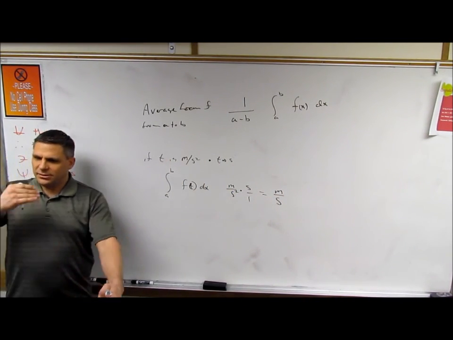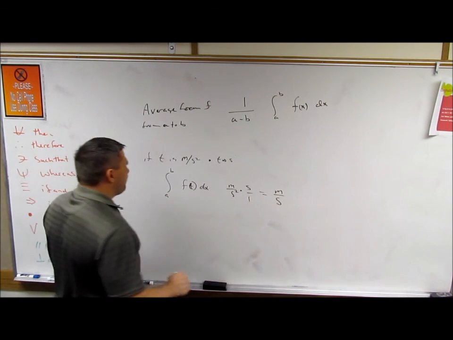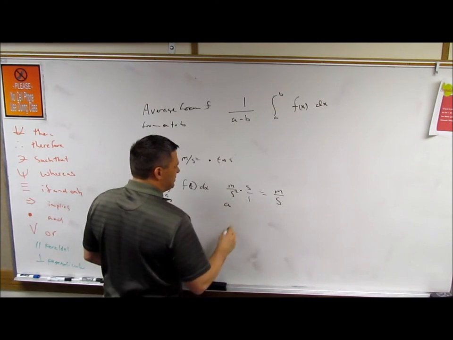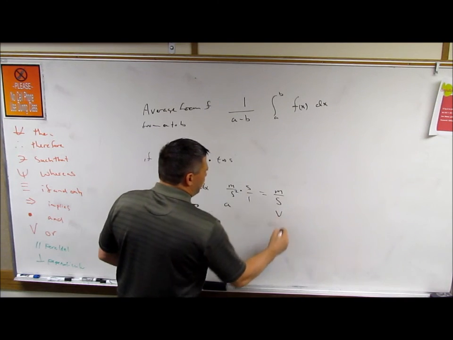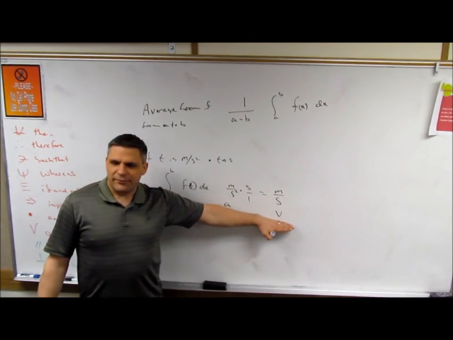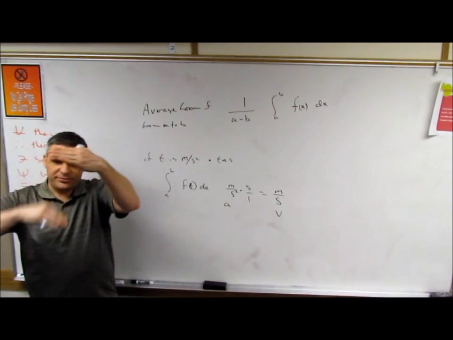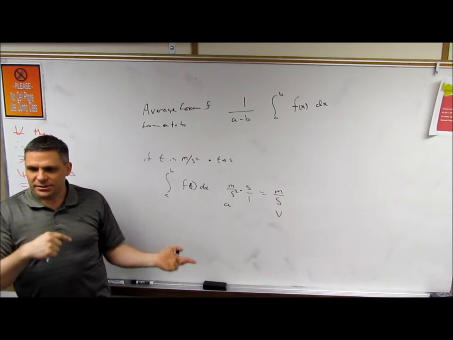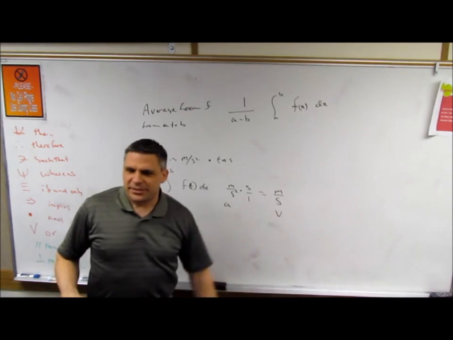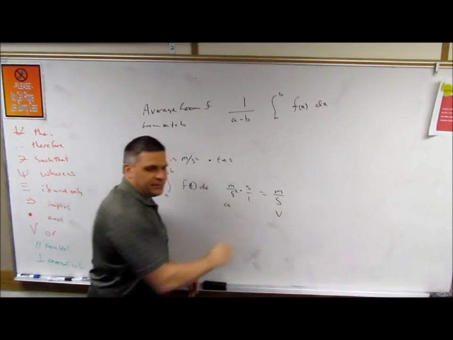And notice how we're going backwards. If you realize that this is really acceleration and this is really velocity, then the derivative of velocity is acceleration. When we take the derivative of velocity, we get acceleration. That's what we learned in 124. Now we're saying the integral of acceleration is velocity. So we're just going backwards, and that's kind of how we got there.